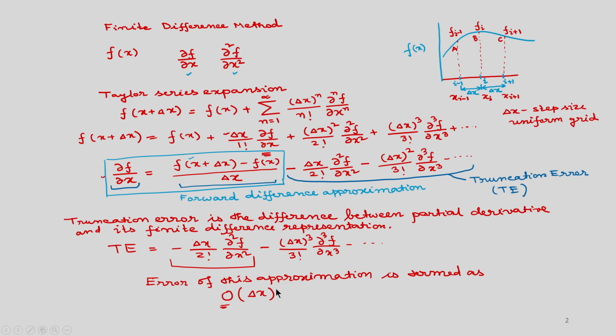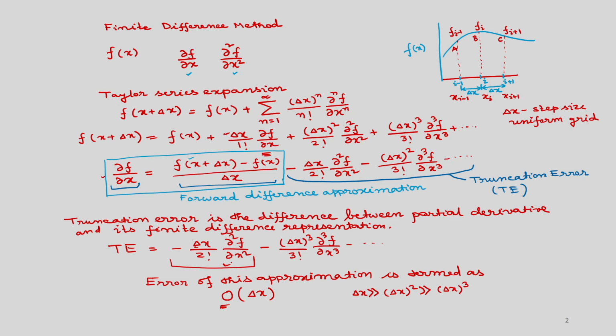In the leading term, whatever highest order of delta x or delta x square is there in the first term, that is known as the order of delta x. If delta x is very small, then delta x will be much greater than delta x square, and delta x square will be much greater than delta x cube. Obviously, the leading term in the truncation error will contribute maximum error. So, that is why the error of this approximation is termed as the order of whatever delta x is there in the leading term.